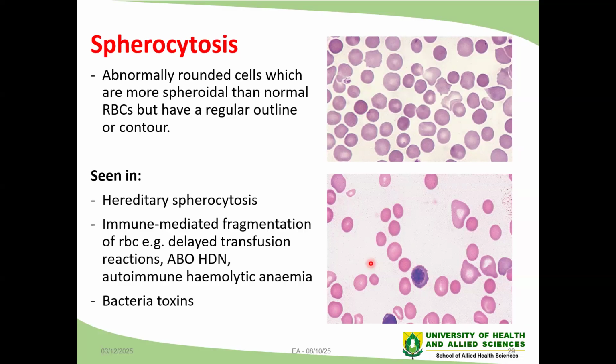And when that happens, you end up forming a bloated cell, which in this case would appear spherocytic in the blood film. And then we also have some toxins from bacteria that can as well cause you to produce these spherocytes.